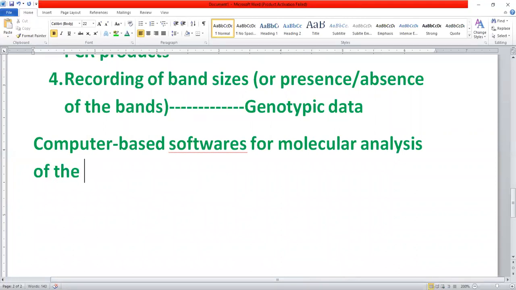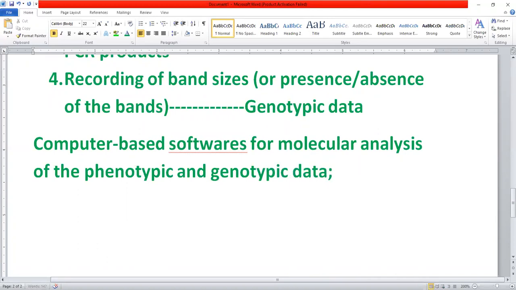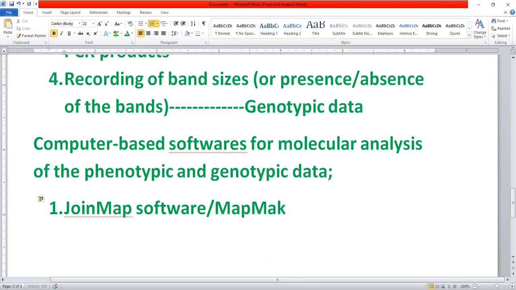For molecular analysis of the phenotypic and genotypic data, the software commonly used are, number one, JoinMap software. JoinMap software or another software which is also used for the same purpose is MapMaker, or PowerMarker. So these are three different types of software.